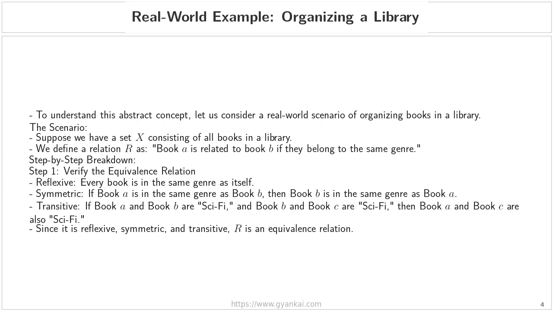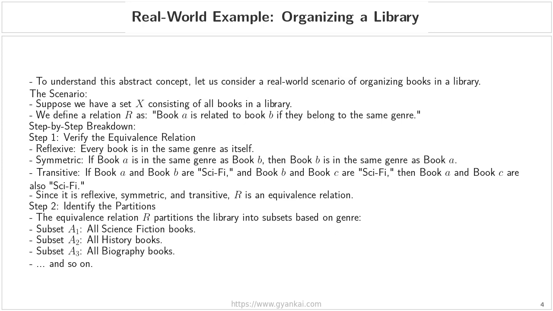Third, it is transitive. For example, if book A and book B are both science fiction, and book B and book C are also science fiction, then book A and book C are necessarily in the same genre. Because the relation is reflexive, symmetric, and transitive, we can confirm that relation R is an equivalence relation. Step 2 is to identify the partitions. The equivalence relation we just defined automatically partitions the library into subsets based on genre.